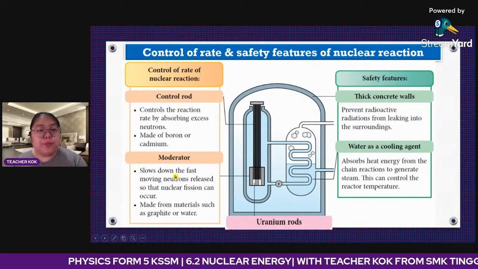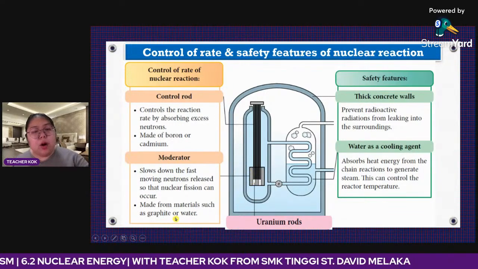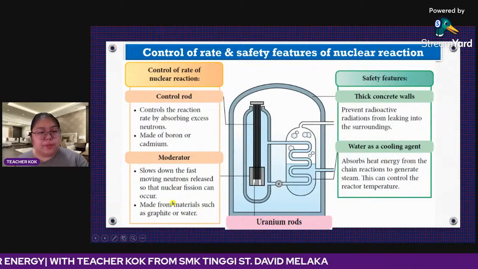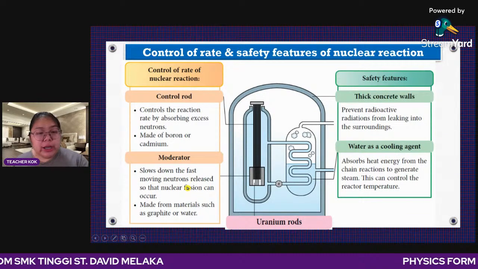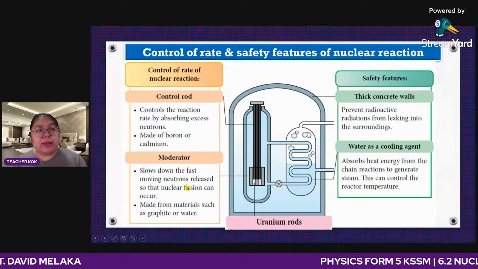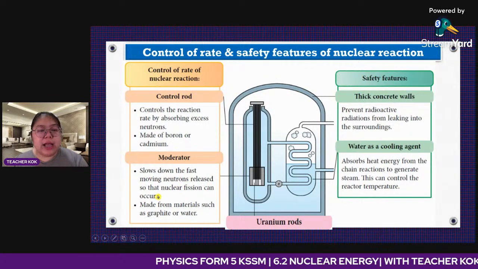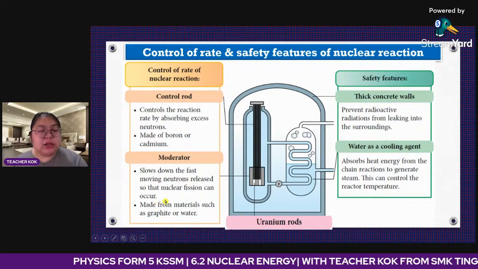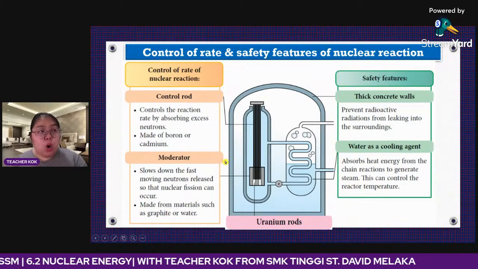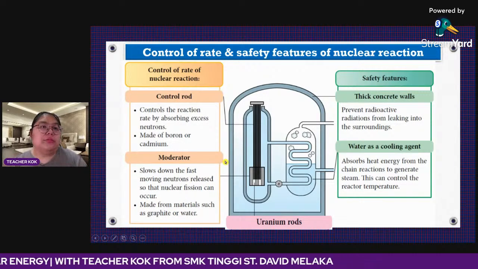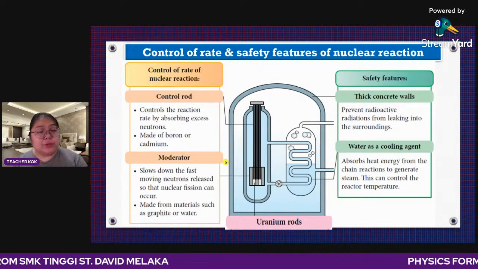Number 2 is a moderator. The moderator is the gray color, this part. The moderator slows down the fast moving neutrons. Neutrons still come out, but they make the neutrons slow down, so that nuclear fission can occur more slowly. So this can make the whole process slow down. Neutrons still come out, but the process becomes slower.